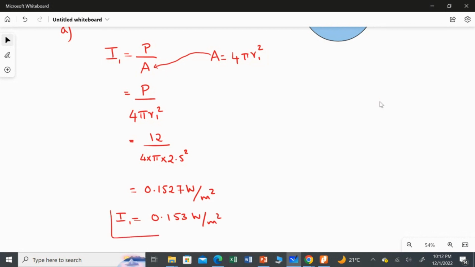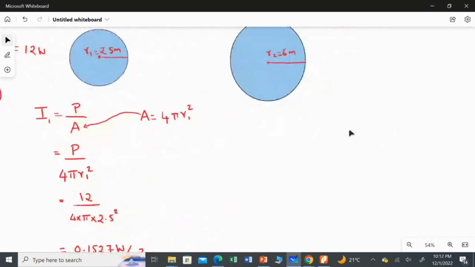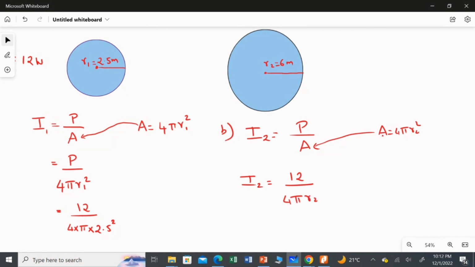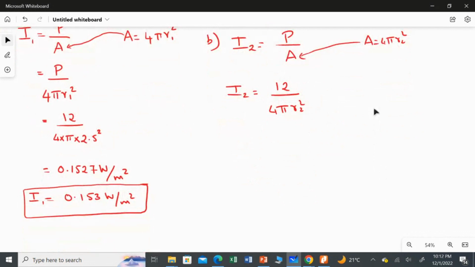Let's take this as I1. In a similar way, I have to calculate the intensity for the radial distance of 6 meter. So let's one more time calculate the value of the intensity for part B. I have to use the same rule, I2 equals P over A. This time I have to use the R value as R2 square. Therefore A equals 4 pi R2 square. So again I have to substitute the value here. Therefore the intensity for this case is the power value 12 watt over 4 pi R2 square, which is equal to 12 over 4 pi multiplied by 6 square.